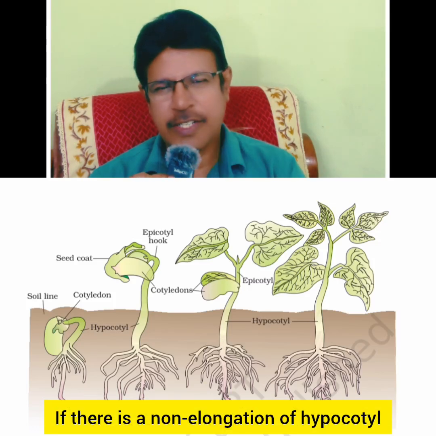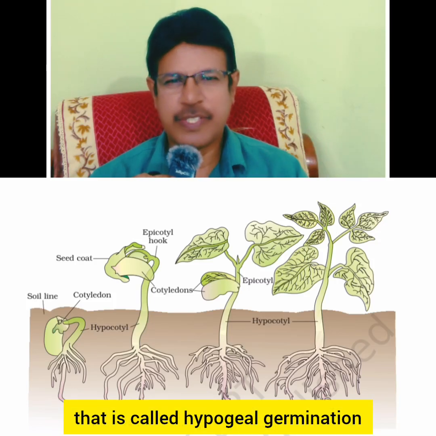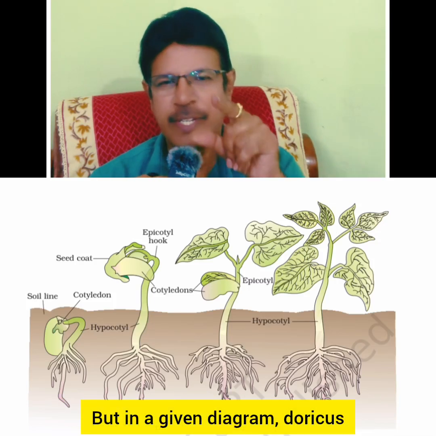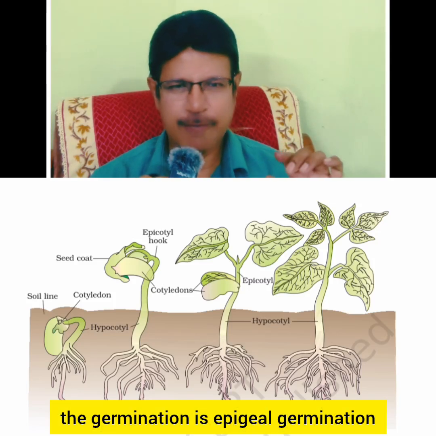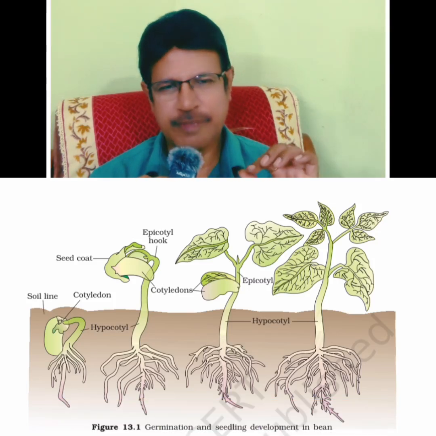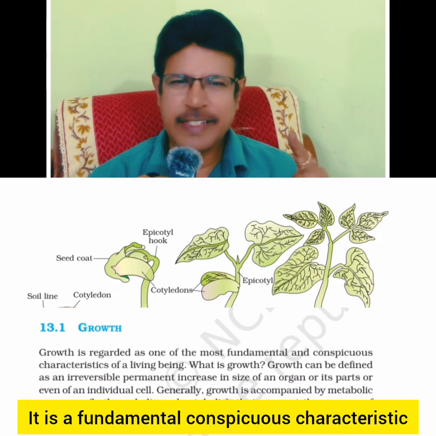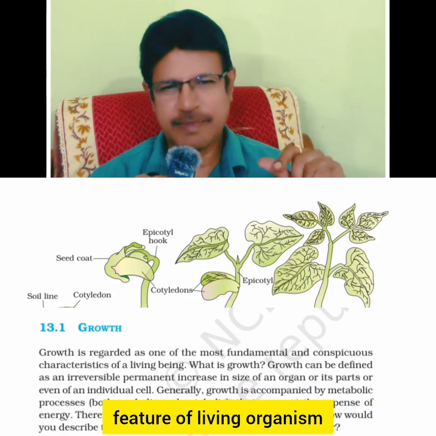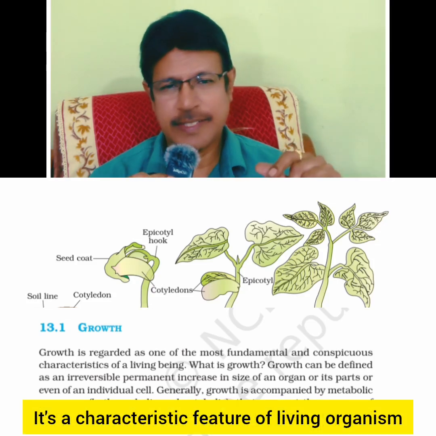If there is non-elongation of the hypocotyl and the cotyledons remain below the level of the soil, that is called hypogeal germination. But in the given diagram, Dolichos, the germination is epigeal germination. Next, growth. It is a fundamental, conspicuous, characteristic feature of living organisms.